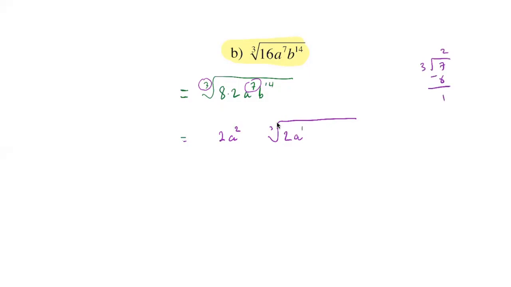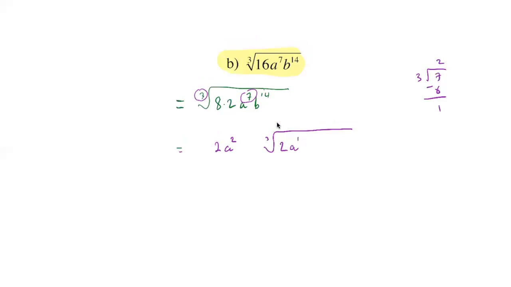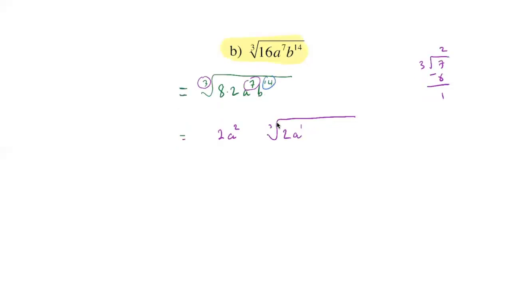Next, how many times does 3 go into 14? 4. So b to the 4th. 3 going into 14, 4 times, that's 12. Remainder is 2. So there's b squared inside. And that's the answer.